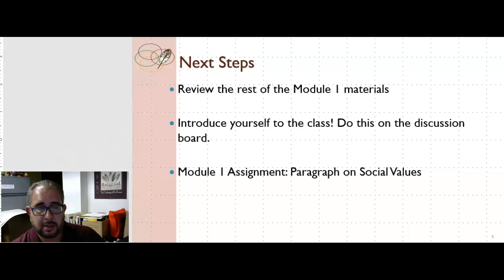Next steps: review the rest of the Module 1 materials. Please take the opportunity to introduce yourself to the class, so there's a discussion board thread in Module 1 to do that. I'd love to learn more about you, your classmates, so please take that opportunity. And then the Module 1 assignment is the paragraph on social values, and that's due on September 1st at 11:59.